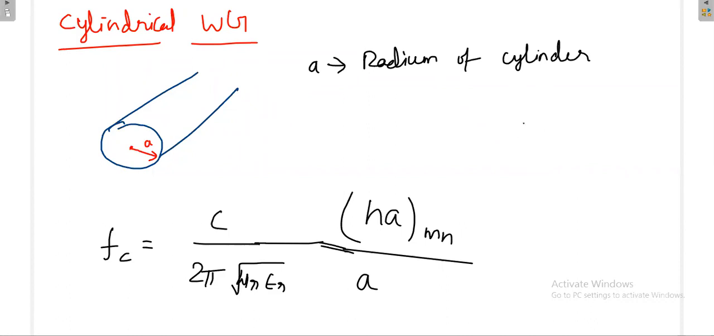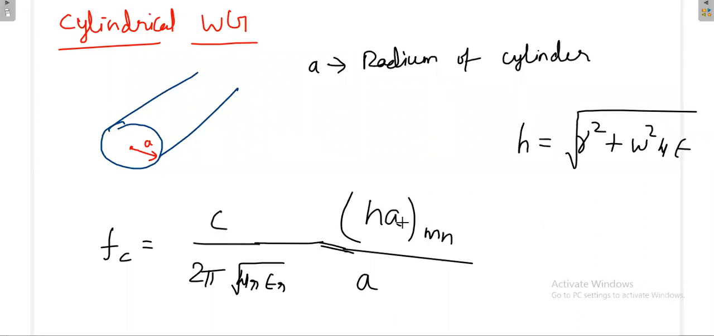So here h square is equal to gamma square plus omega square mu epsilon. I am writing this for simplicity, no need to remember it. I will finally tell you what formula you have to remember from the exam point of view. These are all simply formulas. Just know the structure of the formula.